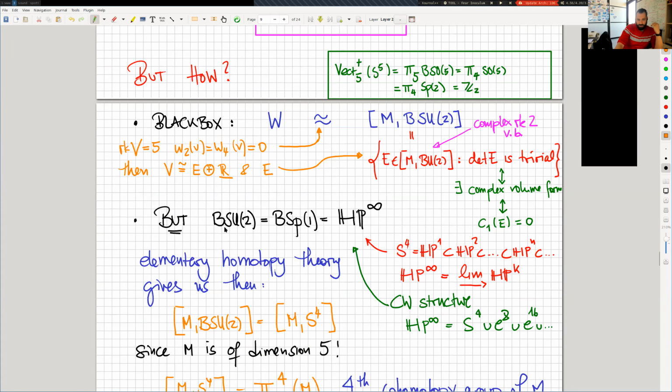Well, if you do a little bit of magic up there with the Grassmannians and the classifying spaces, you will see that BSU2 is the same actually. SU2 is Lie theoretically the same as Sp1, and so the classifying space in this case can be determined. It can be shown that this is just HP infinity, right? This is the quaternionic projective space.